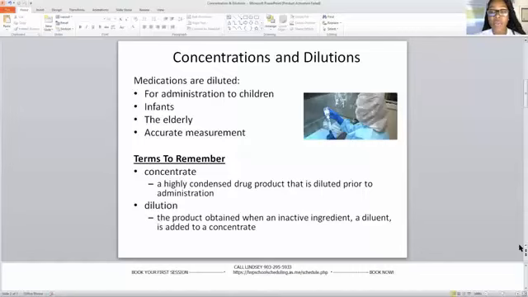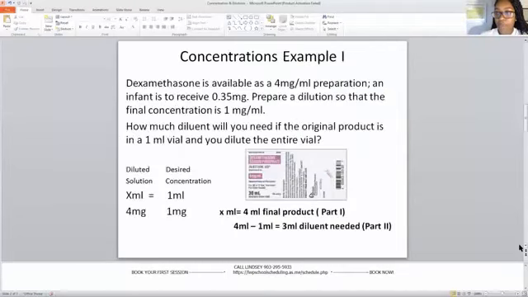And then the first one, concentrate, I know I'm saying it a little backwards, is a highly condensed drug product that is diluted prior to administration. You'll see the young lady over here in the hood compounding and preparing the medication. Example number 1.